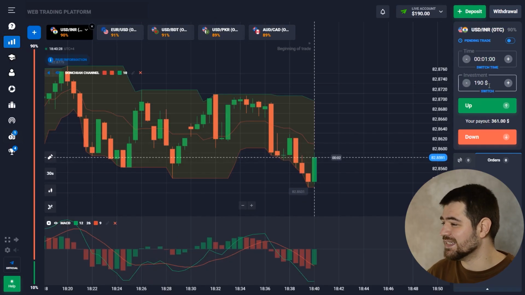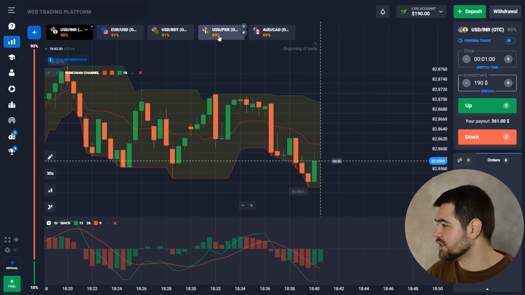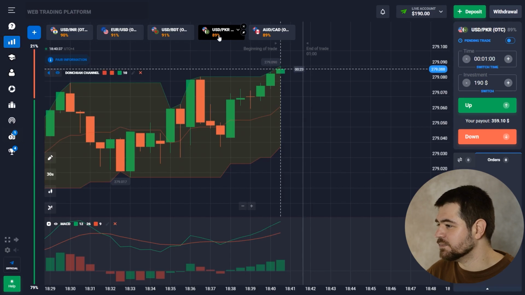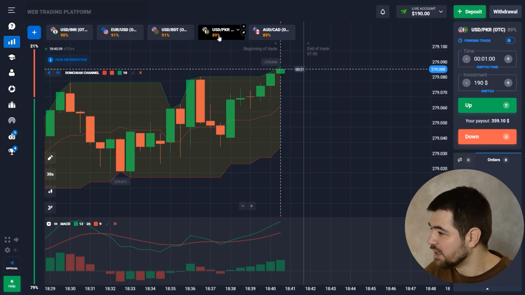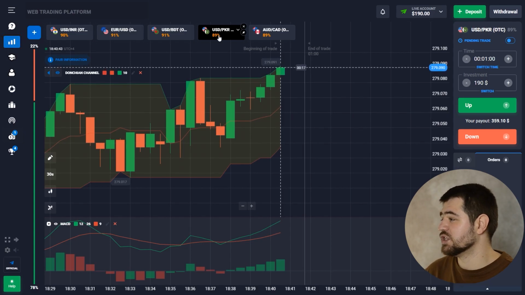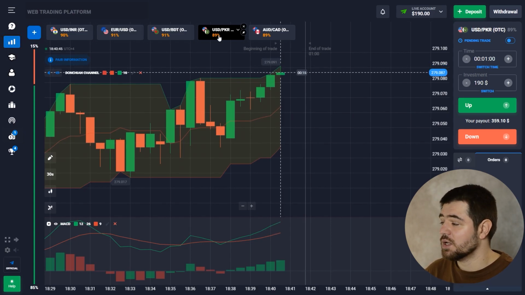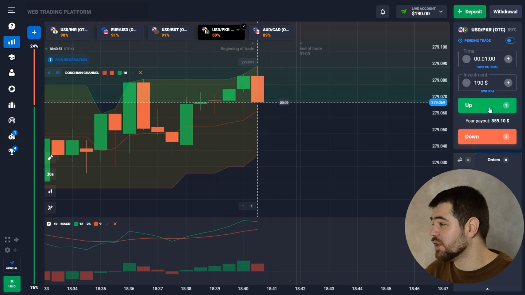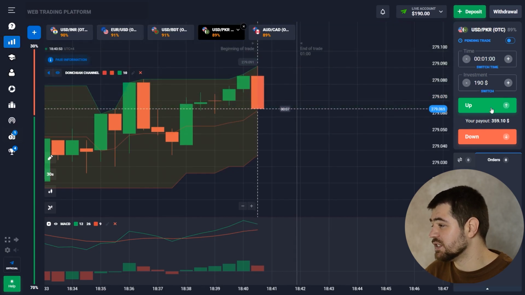Let's put 190 in here and jump to the next currency, and let's see. So how about here? We see that after crossing in the Donchian channel, we are crossing the middle line to go up. Right now, we're going up. We're gonna go up because see what happens.